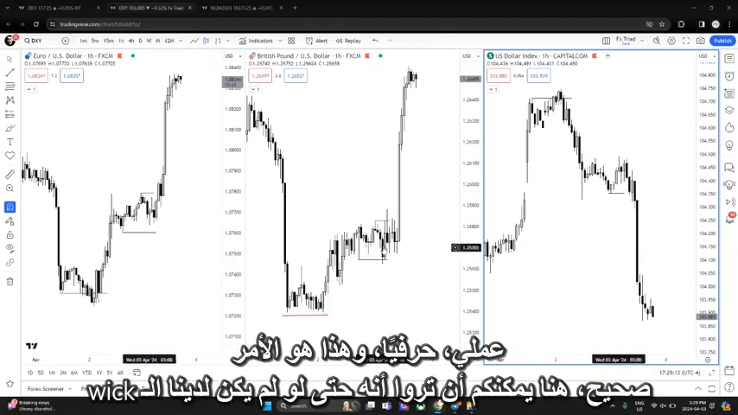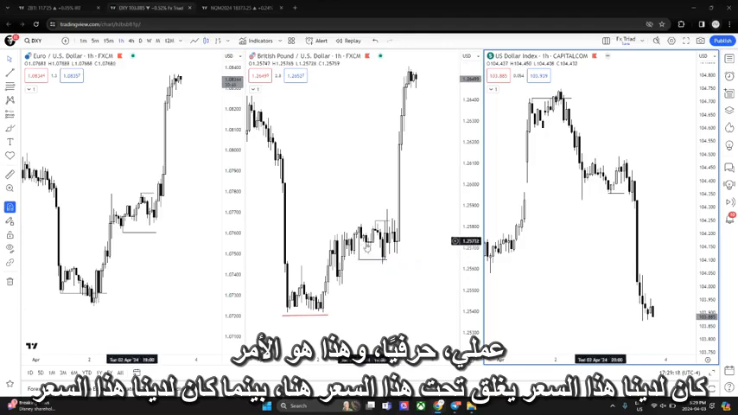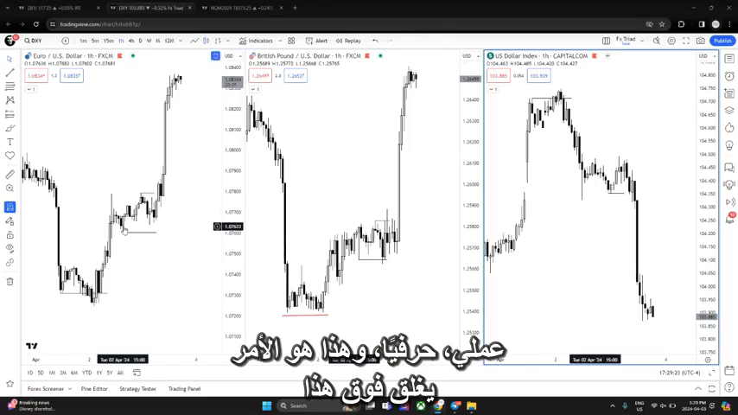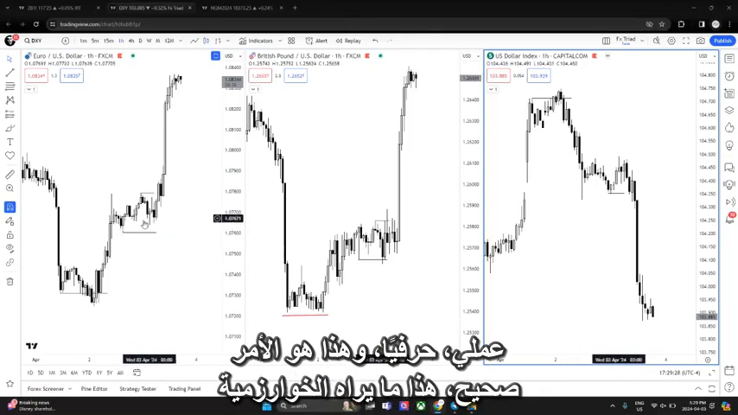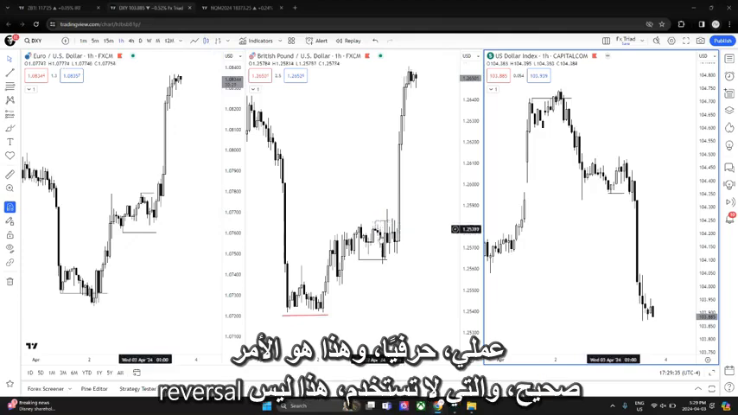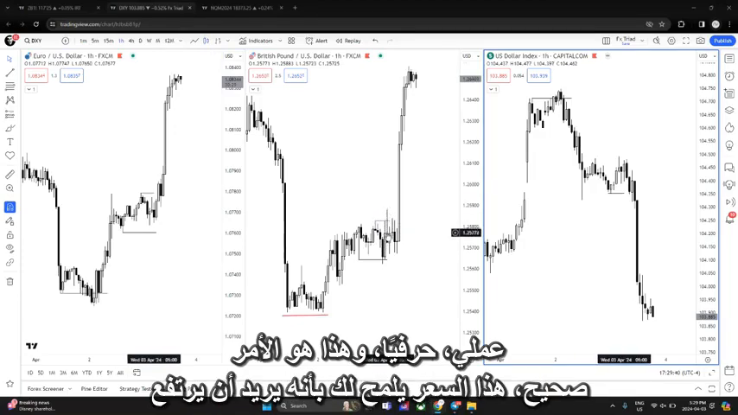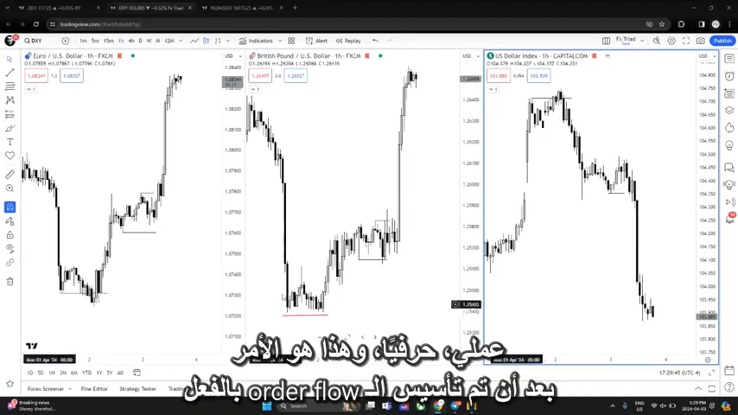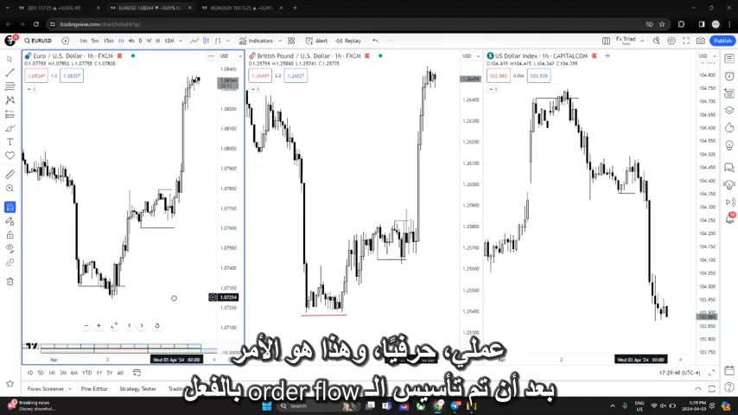Here you can see that, even if we didn't have the wicks, we had this price closing below this price right here, whereas we had this price closing above this one. It's the closures. That's what the algorithm sees until you get to market structure shifts, which are not used for reversal. This is price hinting to you that it wants to go higher after the order flow has already been established.